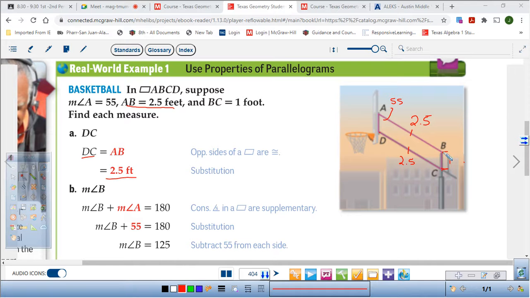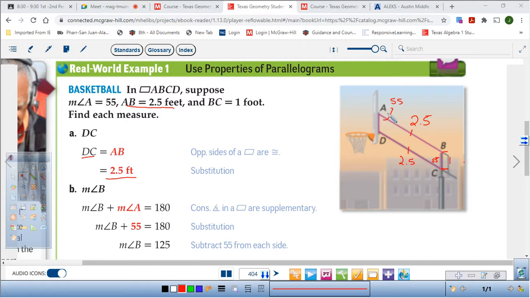Find the measurement angle B. Angle B is over here, right? Okay, so if that's 55 degrees, then we know the opposite angles are 55. So you can say this is also 55. That didn't help me out at all. But what I do know is these two together, slash these two together, are supplementary.